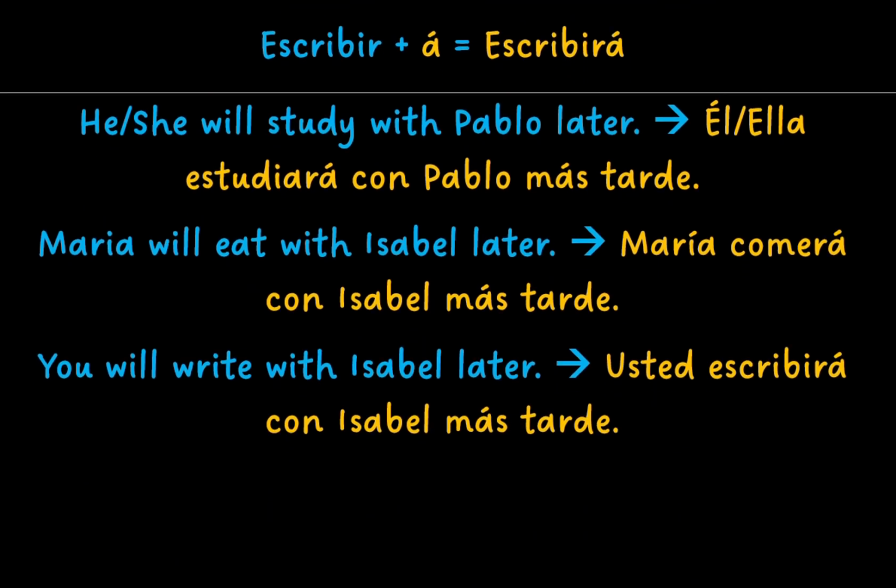He or she will study with Pablo later is él or ella estudiará con Pablo más tarde. Maria will eat with Isabel later is Maria comerá con Isabel más tarde. And you will write with Isabel later is usted escribirá con Isabel más tarde. Note that because he, she, and you are conjugated the same way, I've included pronouns in some of these sentences just to clarify who's doing the action.